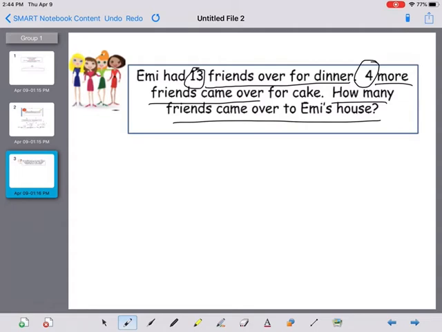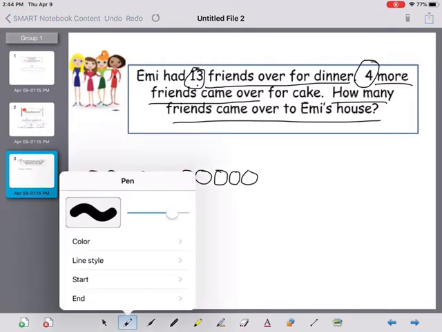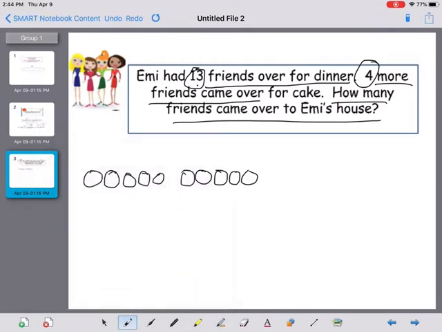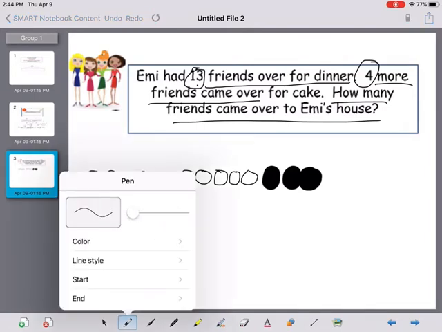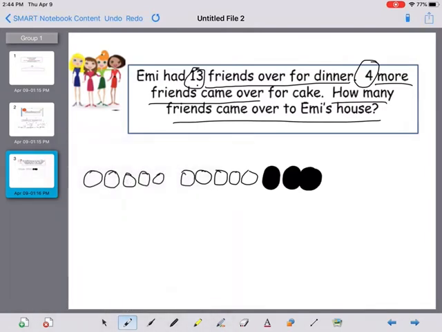We start with 13 counters, our first part. Now when you draw 13, remember to start with a 5 group, and then another 5 group, because 13 is made out of 1 ten and 3 ones. After 10, we're going to draw 3 dark counters. Yikes, it's a little too dark, but that'll work. Remember that you also have to label 13 friends that came over for dinner. I would put a D for dinner. That's a part separated by drawing a line.